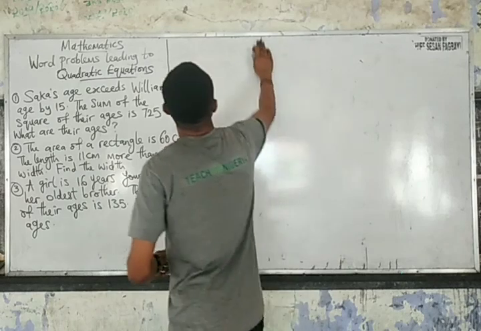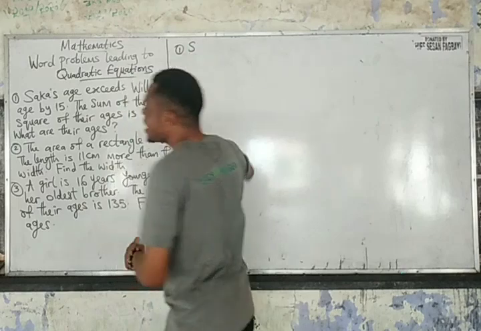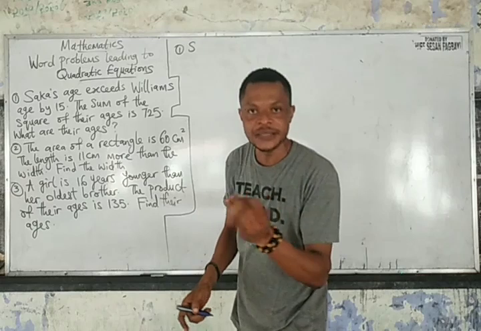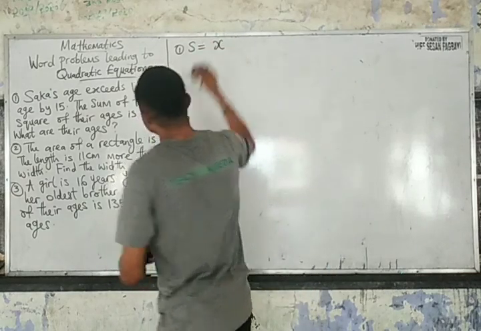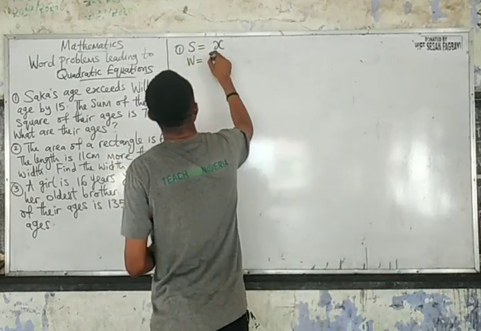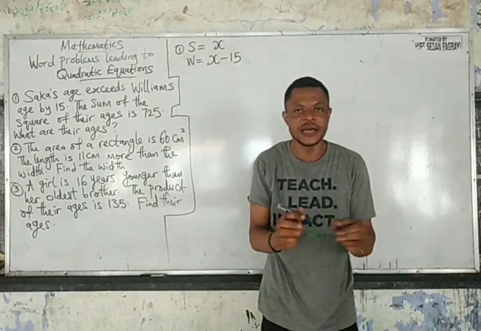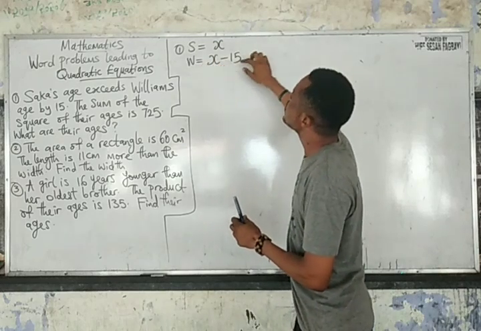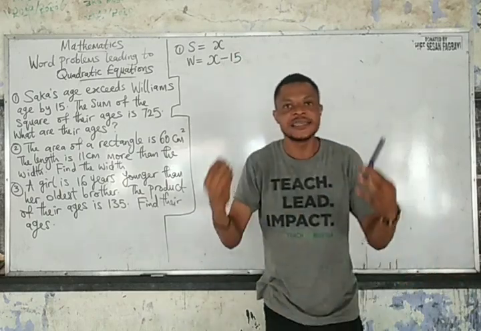Now let's take it one step at a time. Saka's age, let's say, is X, which exceeds William's age by 15. So if Saka is X years old, definitely Williams will be X minus 15. I guess you understand what I'm trying to bring out here. If Saka is X years old, then Williams will be X minus 15 because Williams is 15 years younger than Saka.